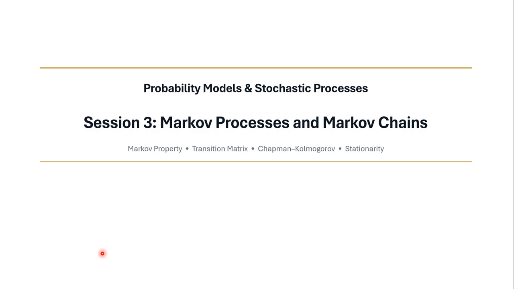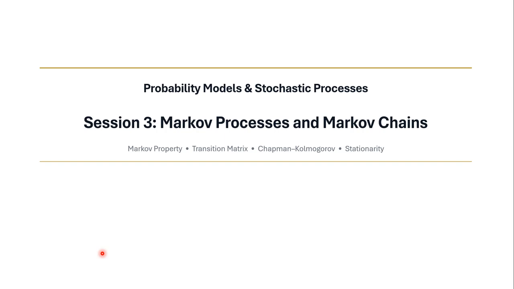Today, we move to a very important topic in stochastic modeling, which is Markov processes and Markov chains. The main idea of this session is simple but powerful. We want to model systems that change over time. For example, weather changes from day to day, a queue changes as customers arrive and leave, a machine changes between working and failed states, and a user may move between different pages of a website. In many such systems, the future depends mainly on the present state. This is the Markov idea.